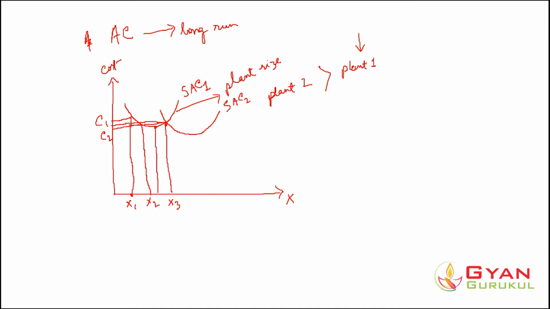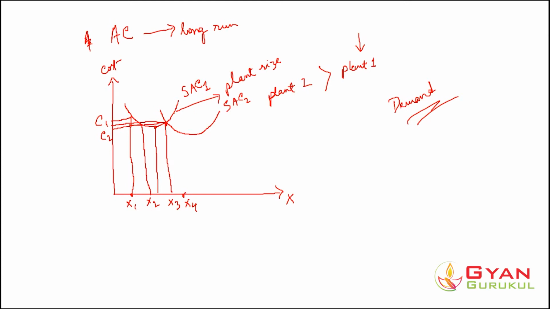Now see what happens if the firm anticipates that the demand is going to increase further. Whenever the producer is going to produce something, he would anticipate in his mind a particular level of demand in the market. So let's suppose that the producer has anticipated that the demand is going to increase to, say, x4.